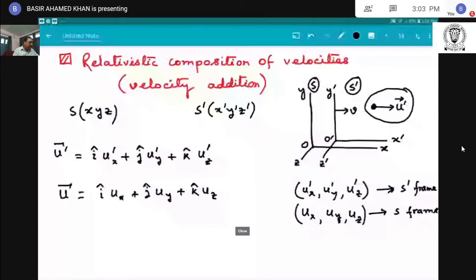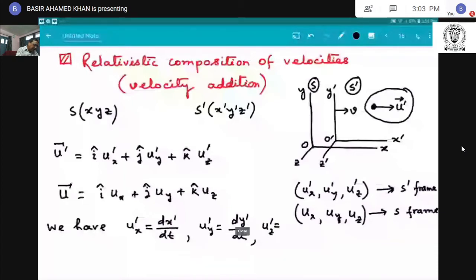We have ux dash equal to dx dash by dt dash, uy dash equal to dy dash by dt dash, and uz dash equal to dz dash by dt dash.